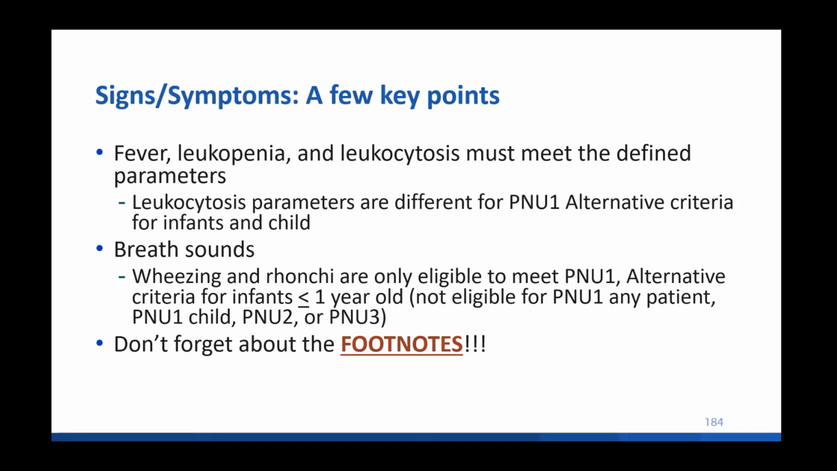When assessing breath sounds, remember that wheezing and rhonchi are only eligible to meet pneumonia 1 alternative criteria for infants less than or equal to 1 year old. Wheezing and rhonchi are not eligible for use for meeting pneumonia 1 any patient, pneumonia 1 child, pneumonia 2, or pneumonia 3 criteria. And as always, don't forget about the footnotes. The guidance in the footnotes must be considered when determining if the signs or symptoms are met.